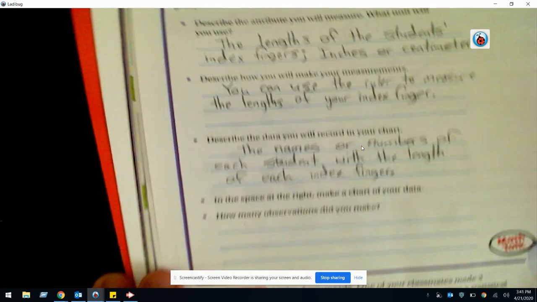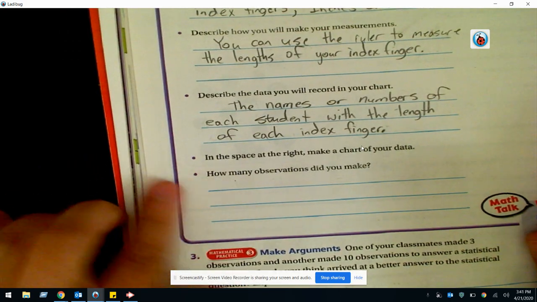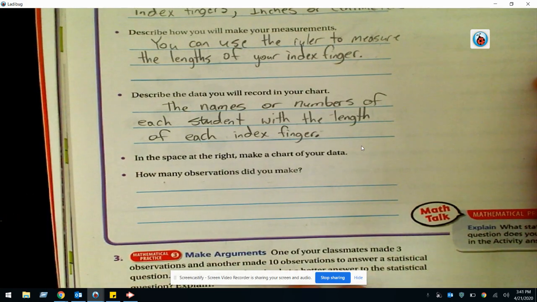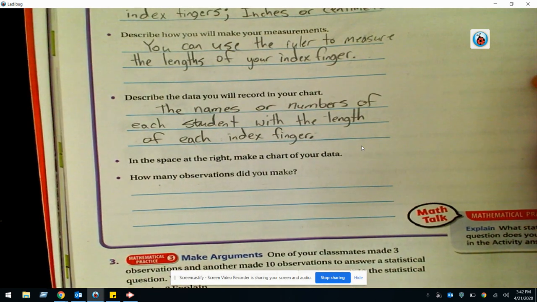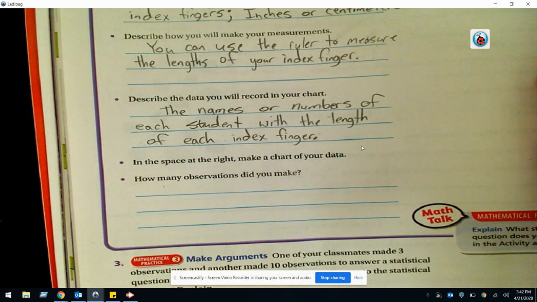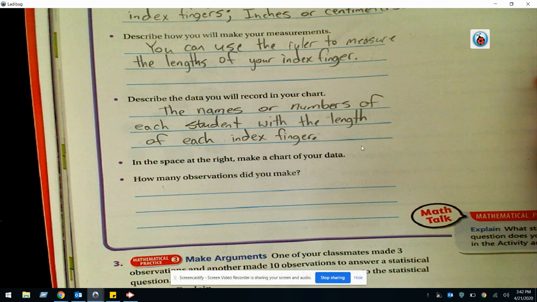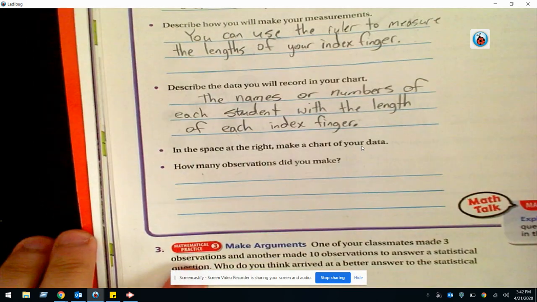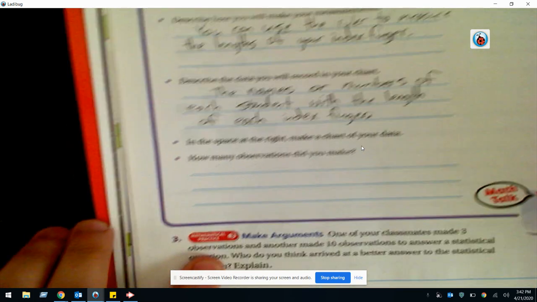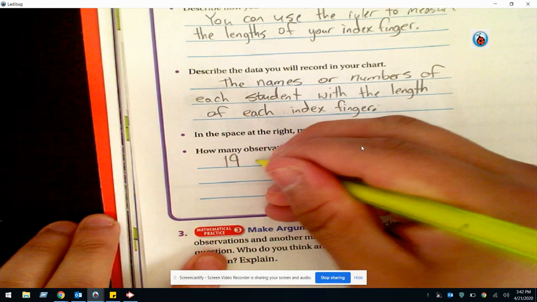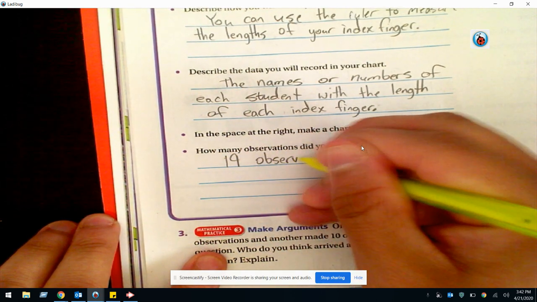Okay. The next bullet point says in the space to the right, make a chart of your data. Well, because we are not in class, we're not going to be able to make a chart of our own data. But just like I referred to on the last page, the garnets are the number of students. So you can put the names or the numbers of students. And then the unit of measure would be the length of each index finger in either centimeters or inches. So, how many observations did you make? Well, if I'm referring to my own classroom, I know there are different numbers for different classrooms, but in my own math class, we have 19 students, so there would be 19 observations.